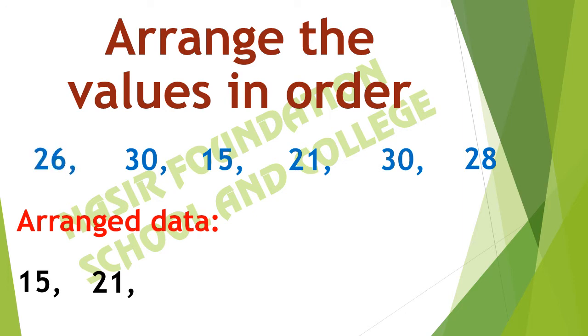After 21 it comes 26. Then it comes, yes, find out. 28. We will write 28 here. After 28 it comes, yes, 30. And here we can see that there are two values. So we will write 30 after it. Now we have arranged the data in ascending order from smallest to the greatest.